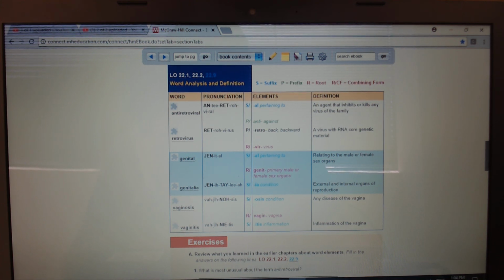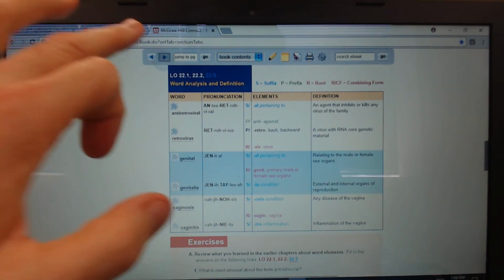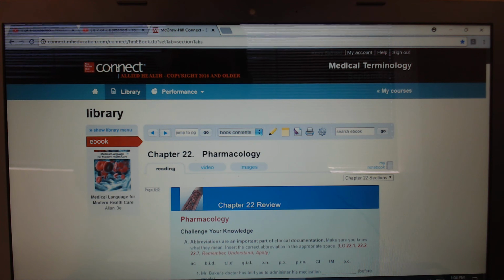Vaginosis and vaginitis: vagin means vagina. Osis is condition, so vaginosis is any disease of the vagina. Vaginitis is inflammation of the vagina. All right, and so that is our chapter on pharmacology.